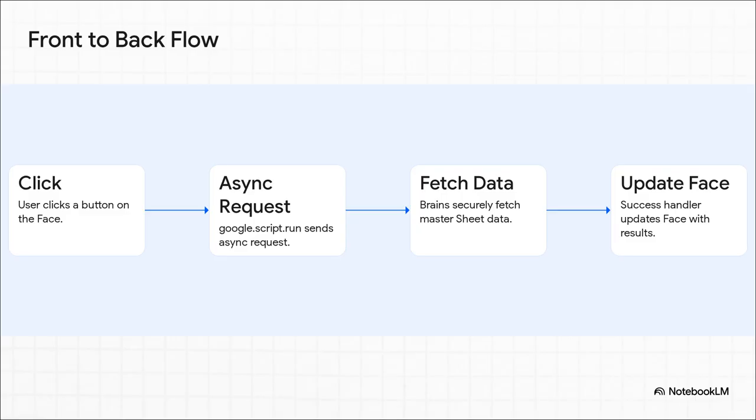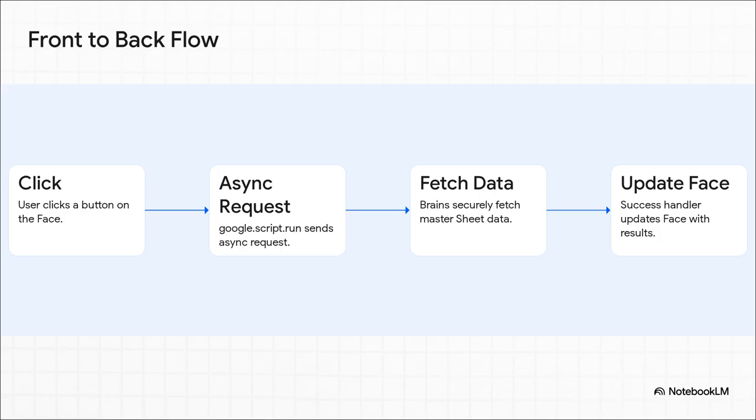The user clicks a button on the face of the app. Boom! This triggers an on-click handler. Step 2, that handler fires off google.script.run, sending an asynchronous request flying over to the server, passing along any necessary parameters, like maybe a student's email address.